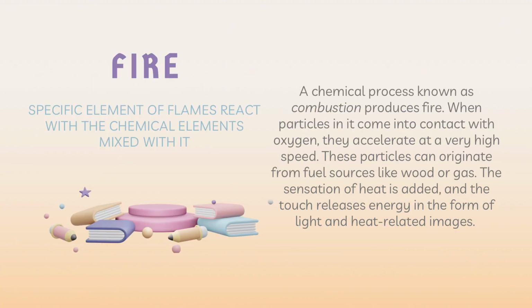Before we start discussing these colored flames, let's start with its components. After all, we need to comprehensively know how fire is produced. First of all, a chemical process known as combustion produces fire. When particles in it come into contact with oxygen, they accelerate at a very high speed. These particles can originate from fuel sources like wood or gas. The sensation of heat is added, and the reaction releases energy in the form of light and heat.